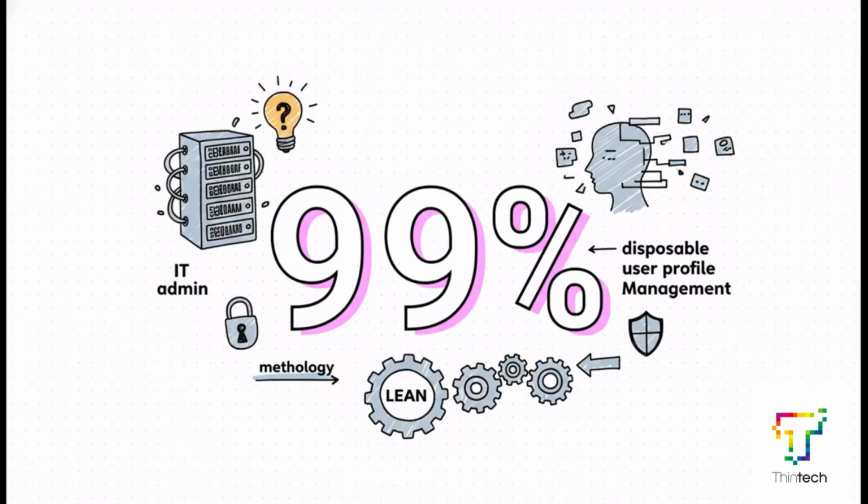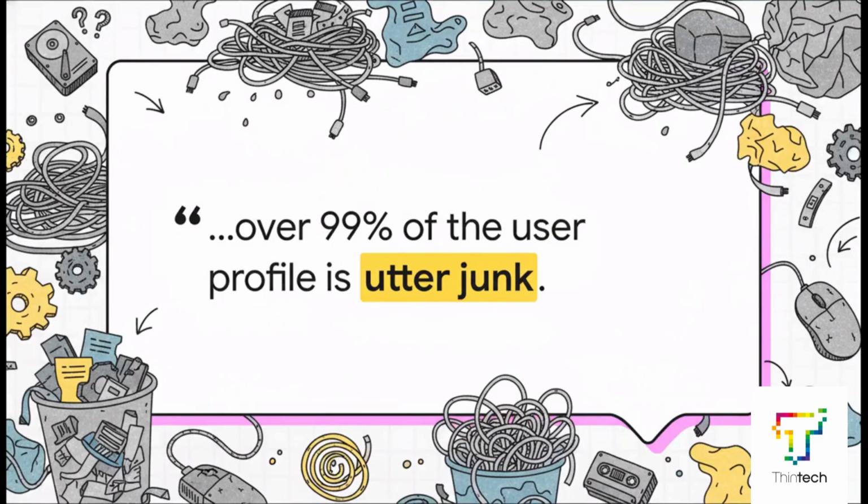But first, before we get into the weeds, I just want to throw a number at you. And it's a number that should make any IT admin kind of sit up and pay attention. 99%. So what on earth could possibly be 99% of something so critical? Well, according to the creator of TPMM, that's how much of a typical user profile is, and I'm quoting here, utter junk. Yeah, we're talking about all those temporary files, bloated caches, and old logs that do absolutely nothing for the user's experience. And all that junk, it's the real villain behind slow logons, massive storage costs, and those recovery processes that make you want to pull your hair out.